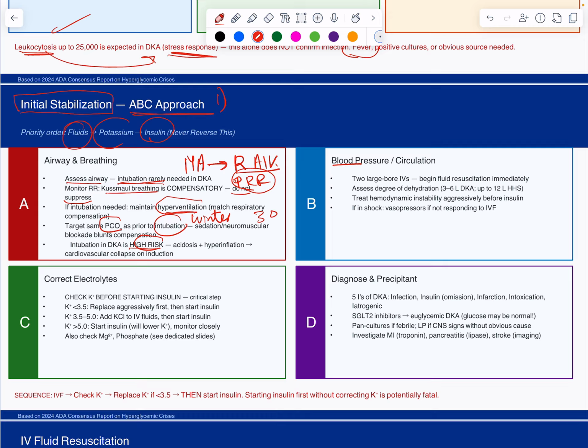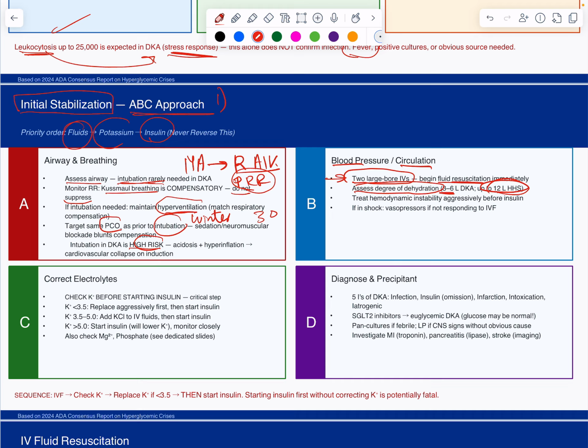Second, blood pressure and circulation. These patients will need two large bore IVs. Why? Because these patients will need insulin drip, they will need IV fluid, they need frequent labs, they will need some electrolyte replacement. So you need really good IV access on these patients. And again, begin fluid resuscitation immediately. Assess the degree of dehydration. So usually these patients are dehydrated. The severity of dehydration is way higher in HHS, usually between 9 to 12 liter deficit, but in DKA, the dehydration deficit is usually 3 to 6 liter.